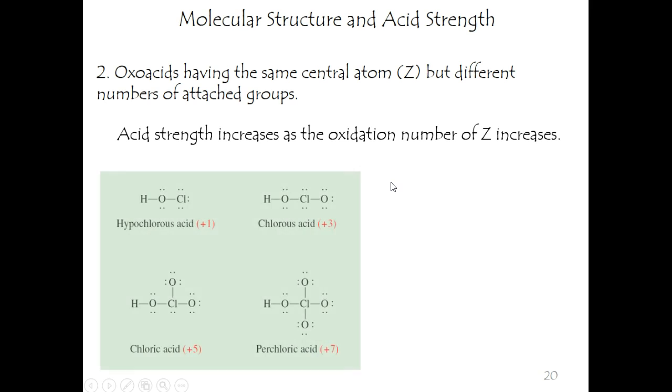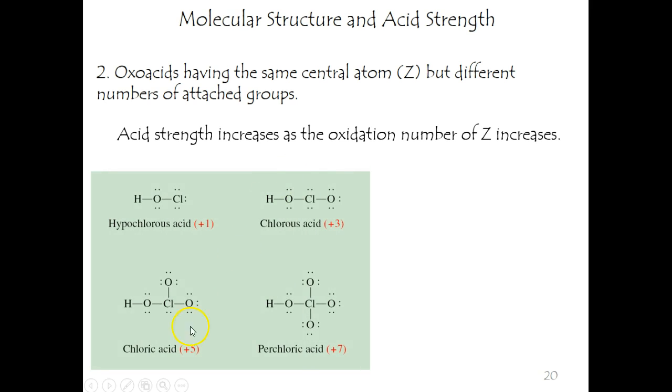So let's take a look. Here's hypochlorous, chlorous, chloric, and perchloric acid. Every single one of these is an acid. But notice that as we go to perchloric, the chlorine achieves an oxidation number of +7. And you can use that as a rationale to find the relative strength. It's nice to memorize that perchloric acid is the strong acid in this case.